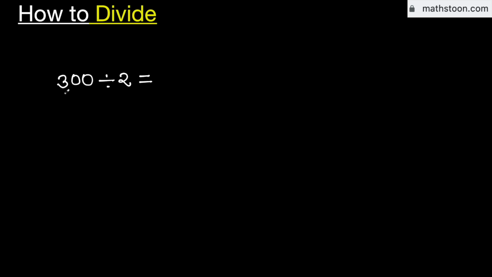Let's learn how to divide 300 by 2 using the long division method. Consider the first digit 3. We know that 2 times 1 is equal to 2. Subtract, we get 1. Now this 1 is less than 2.